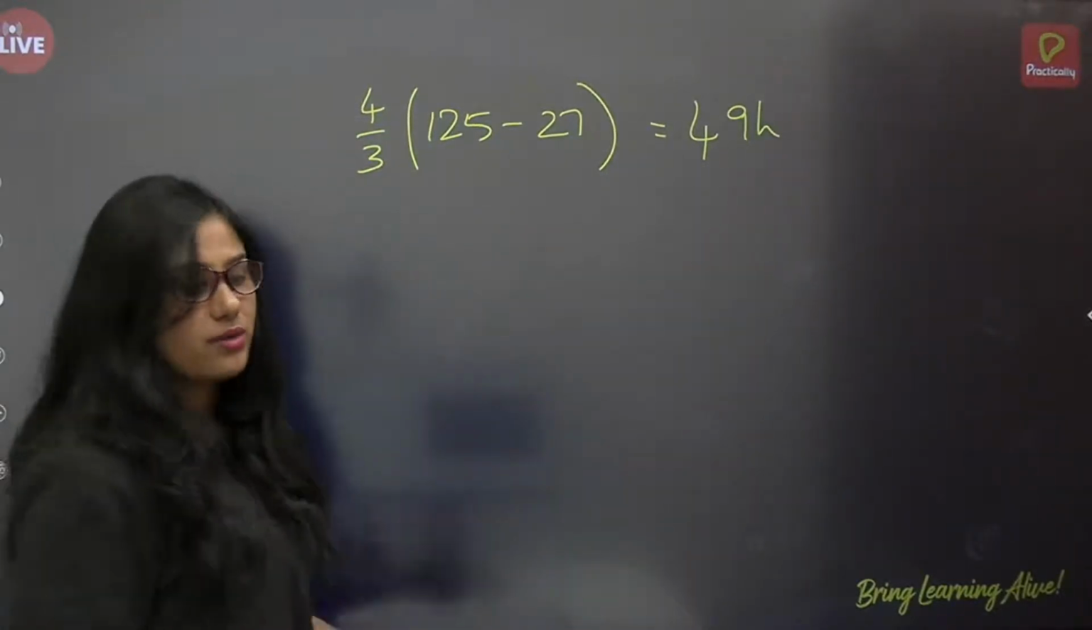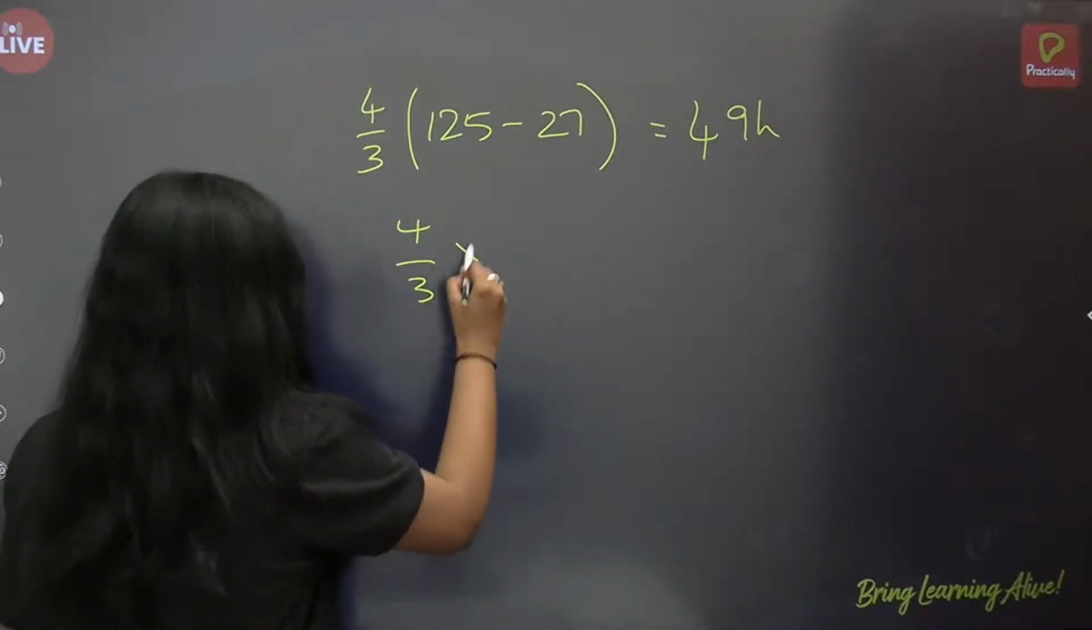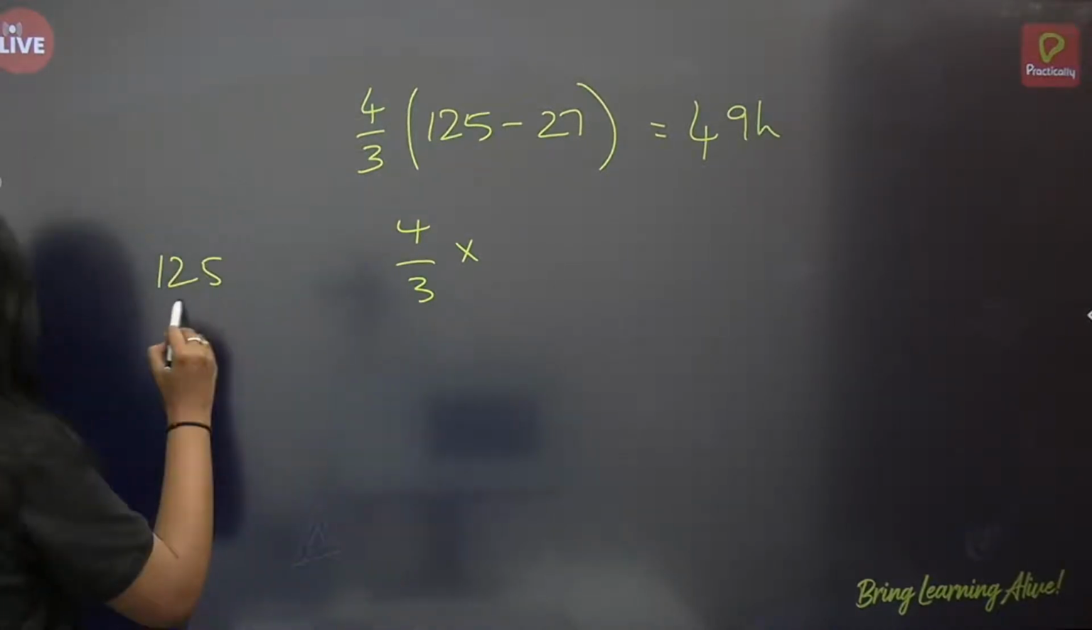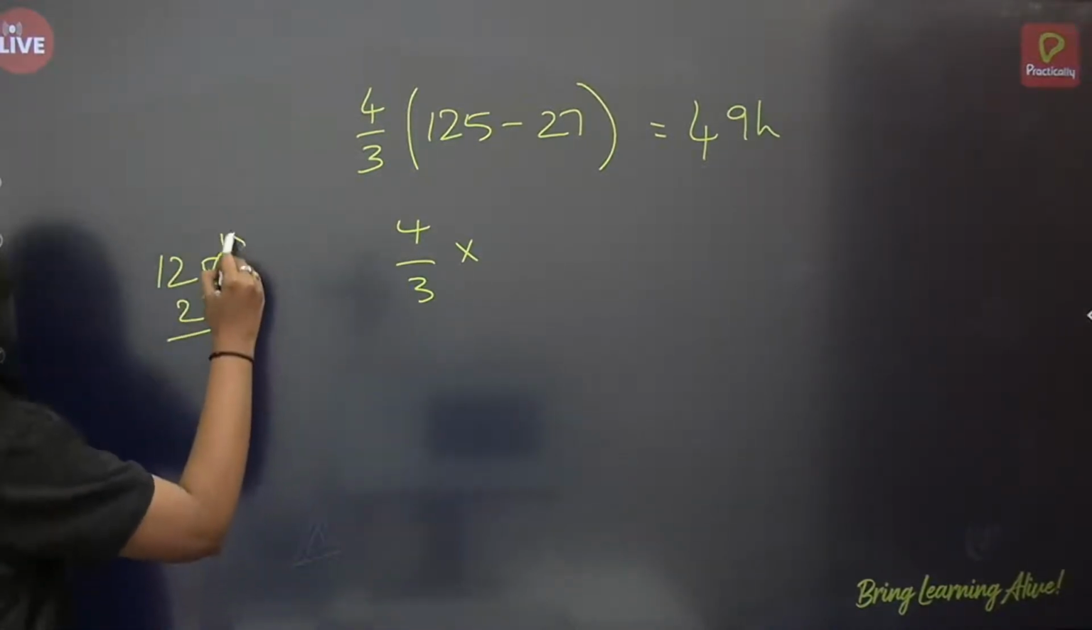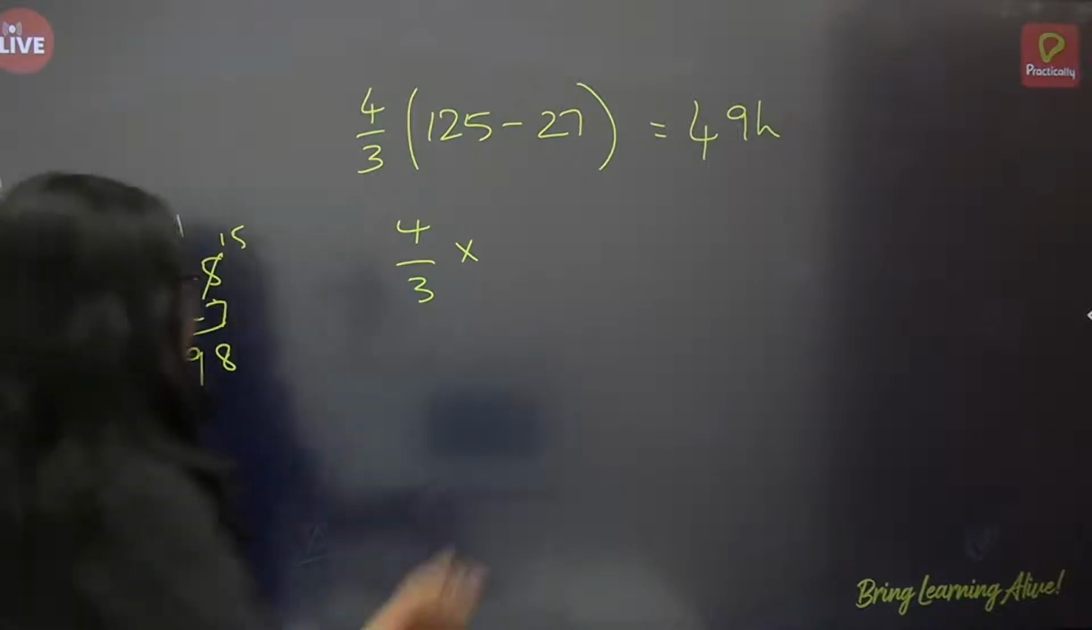So yeah, from here we can do it, right? It's easy. So 4 by 3 into 125 minus 27. So this will be 15. This is 1. This is 9. This is 8. Okay.